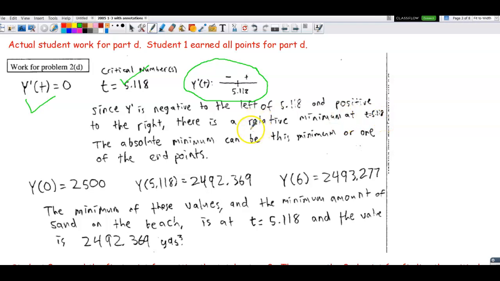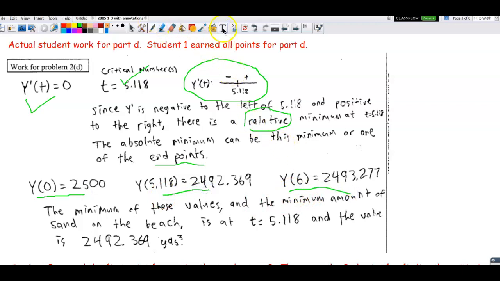So far, the student has not earned a point because all they've justified is a relative minimum. The absolute minimum can be this minimum or one of the endpoints. So now they're going to explain why this relative minimum is actually going to be the absolute minimum, and now they brought in the endpoint conversation. So they did the integral again, like the scoring guide did.